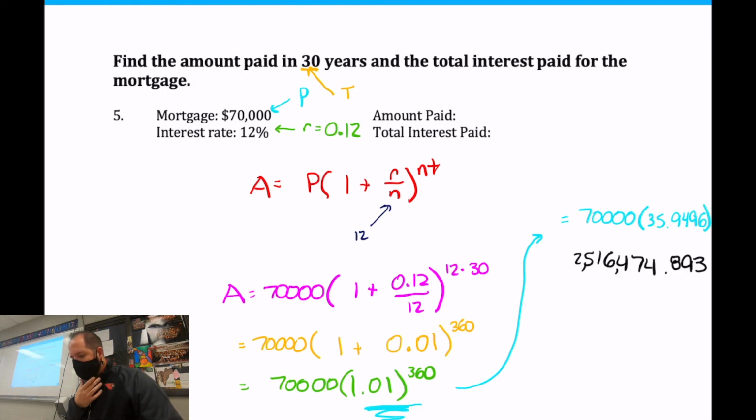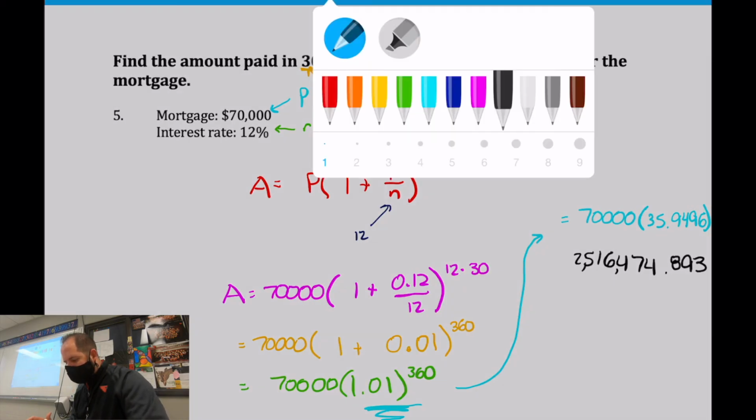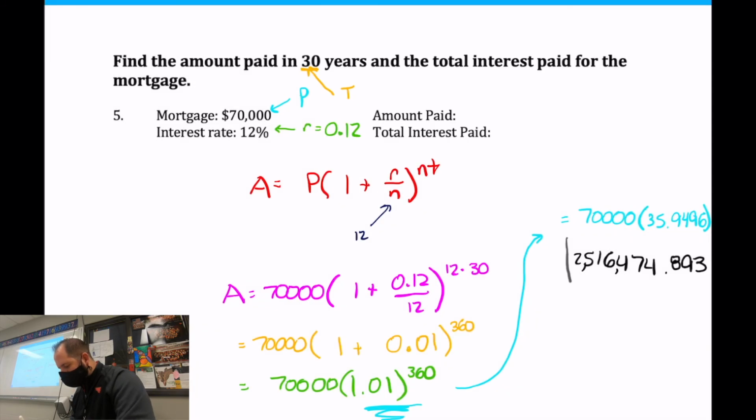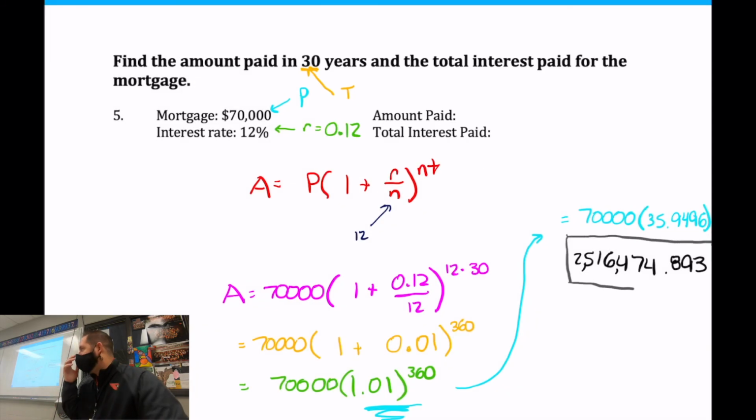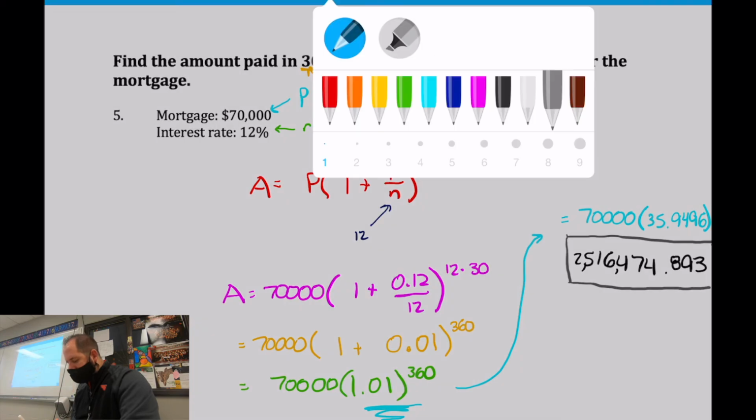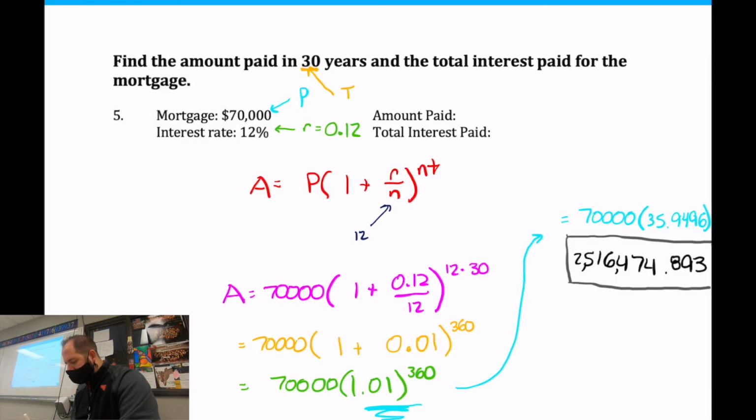So the total we paid over 30 years, here it is. And in fact, I'm going to circle this. This is the number we paid over 30 years, $2.5 million for that home. What was the extra pay? Well, what you do is you subtract what the original cost of the home was. Subtract the original cost for that home.